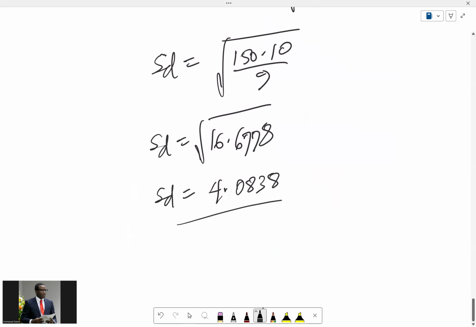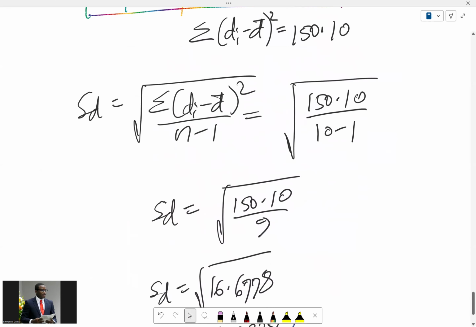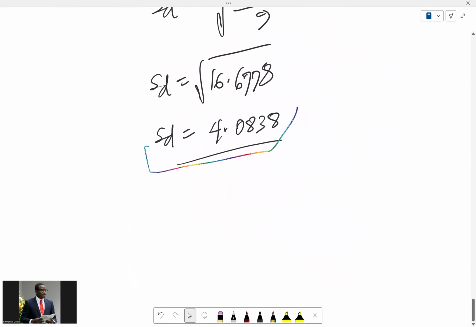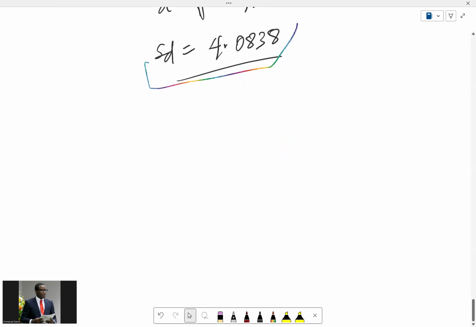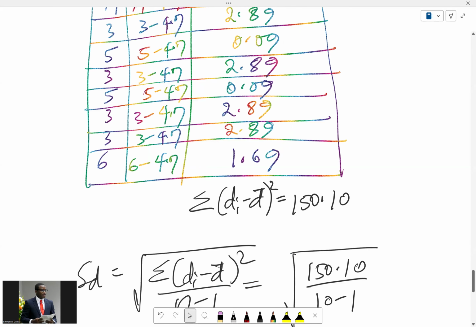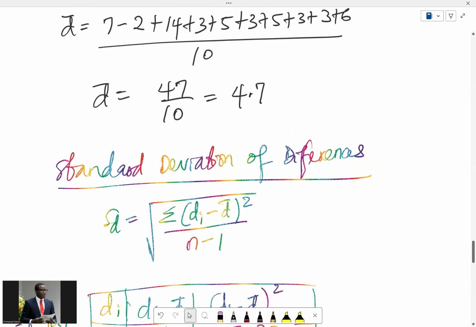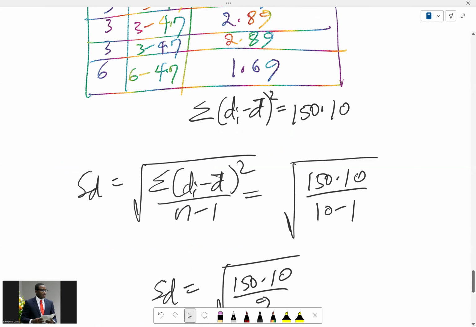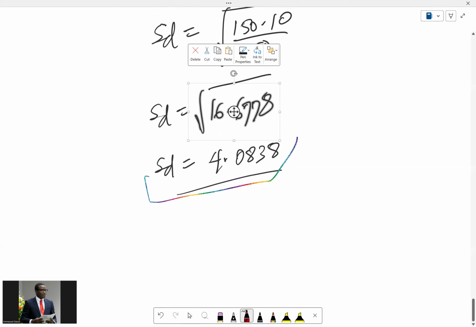4.0838. So that's the standard deviation here. Okay. So we have that now. And then the next thing, now that we have got the standard deviation, is to go for the test statistic. So we have found the standard deviation of differences. So next thing, let's talk about the test statistic.